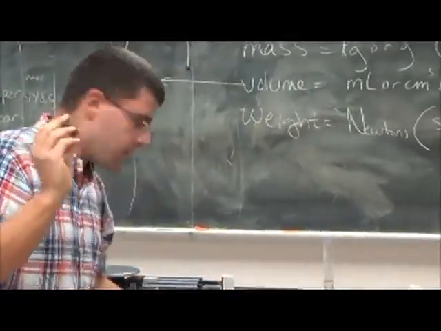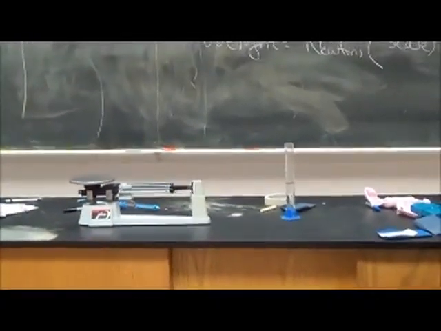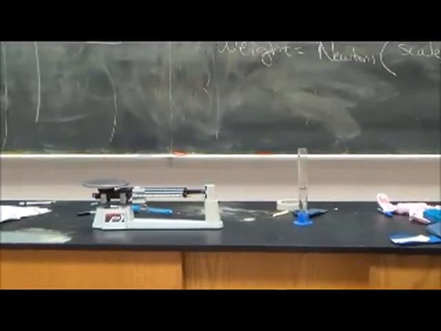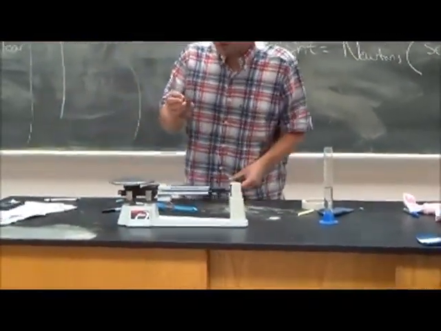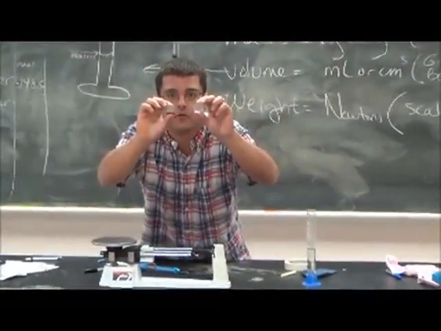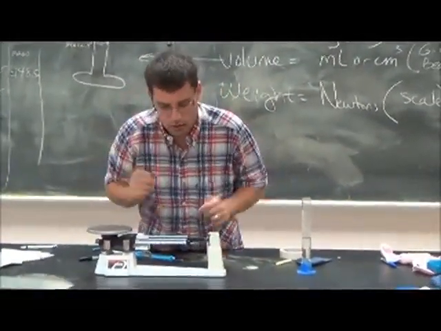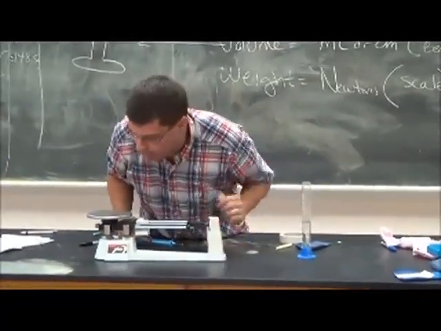So to see the mass, let's take a look at what we have here. What's that called, Ms. Camilleri? Triple beam balance. Triple beam balance, that's right. And the unit for mass is grams or kilograms. So let's measure the mass of this block. First thing with the triple beam balance, you want to make sure it's level. See, it's level right there.